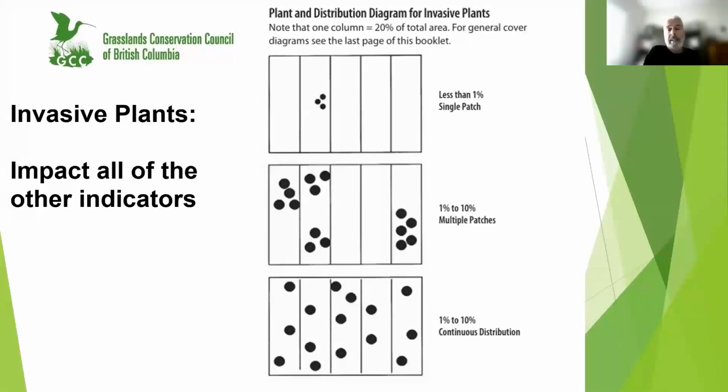And then the last indicator is invasive plants. So, of course, invasive plants are going to impact largely on that indicator. But this shows you a little bit about distribution. If you've only got a small patch, then it's controllable and you're not impacting that much of the community. But if you've got multiple patches, then you're impacting more areas, and that's similar to that picture of Lac du Bois that I was showing. And then if you've got continuous distribution, then it gets even harder to control because the weeds are everywhere.